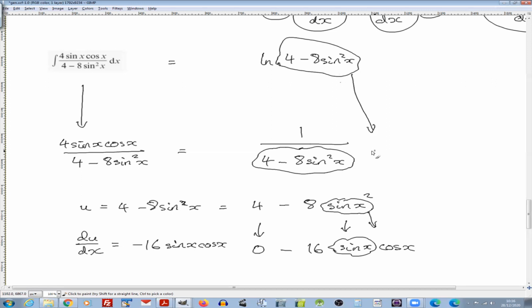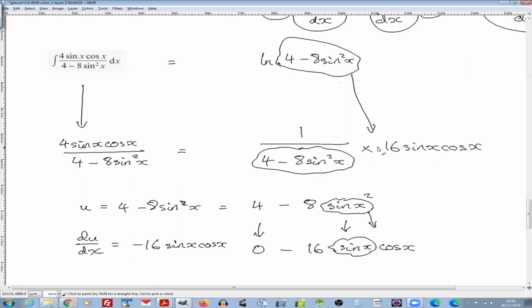And we know it's all of that, 16 sine x cos x. Okay, are we ready, or do we need a bit of an adjustment here, so that this equal sign is true? What adjustment do we need over here? You need to divide the 16 sine x cos x by 4.